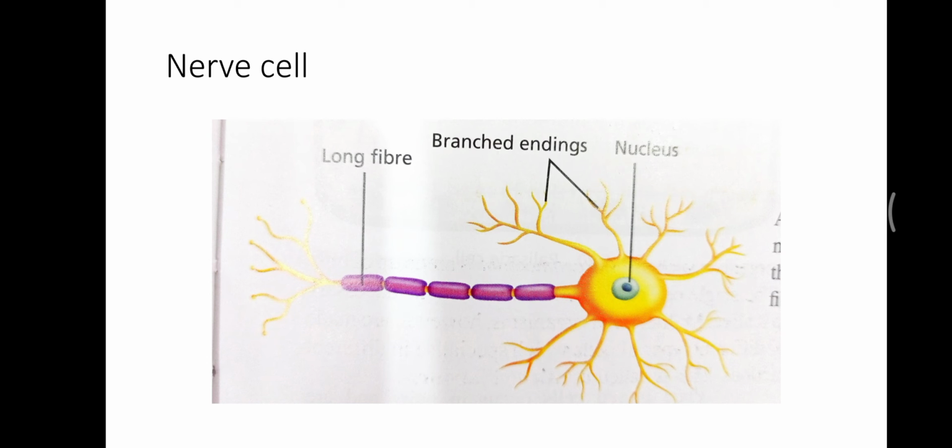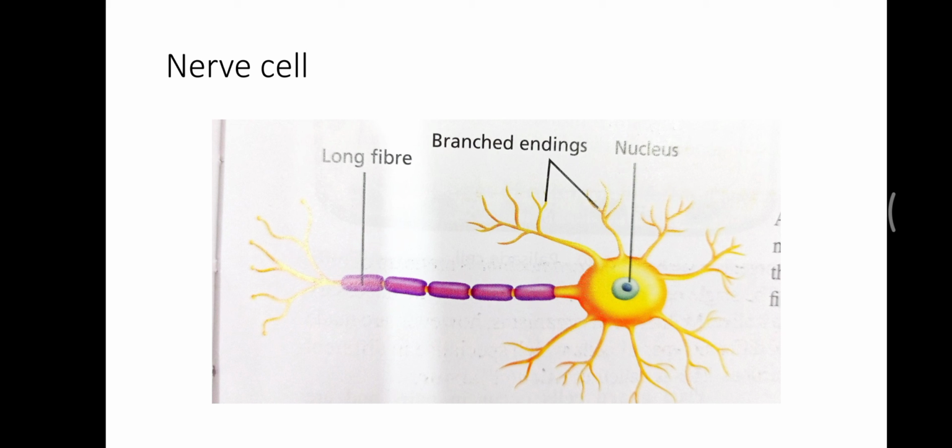Here you can observe this nerve cell. Basically, a nerve cell is also called a neuron, so the second name of this nerve cell is neuron. This neuron or nerve cell has many branched endings. Here you can observe these are branched endings, and the function of these branched endings is to receive messages in the form of electrical signals. It also has a long fiber. This is the long fiber which is used to pass messages to other nerve cells.